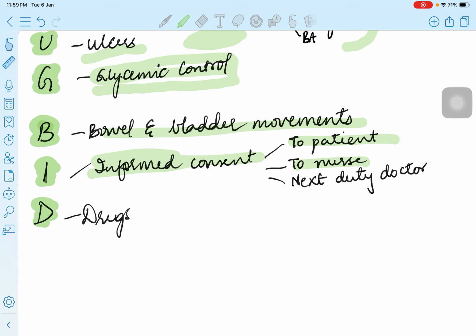And D is for the drugs, the various drugs which are given along with the routine drugs which are given to the patient post surgery.